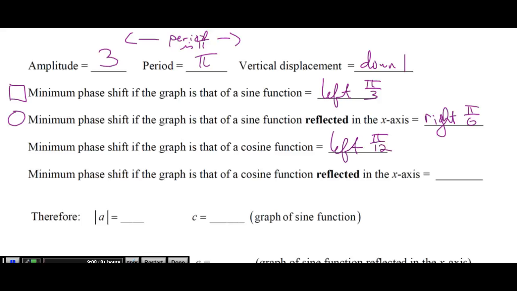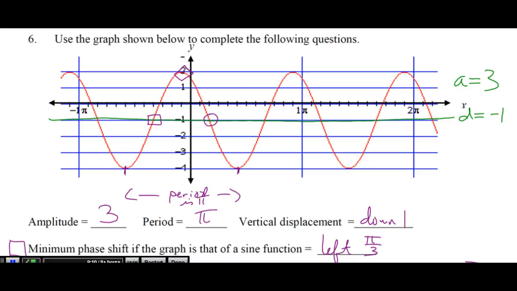And the minimum phase shift graph of the reflected cosine. Where does the reflected cosine start? So here, okay, so now I got to figure out which one of these is closer. Right? 1, 2, 3, 4, 5. Right. So always pick the closest. The minimum phase shift, right? So you could go right 5 pi over 12, you could go left 7 pi over 12. It would be the same, right?